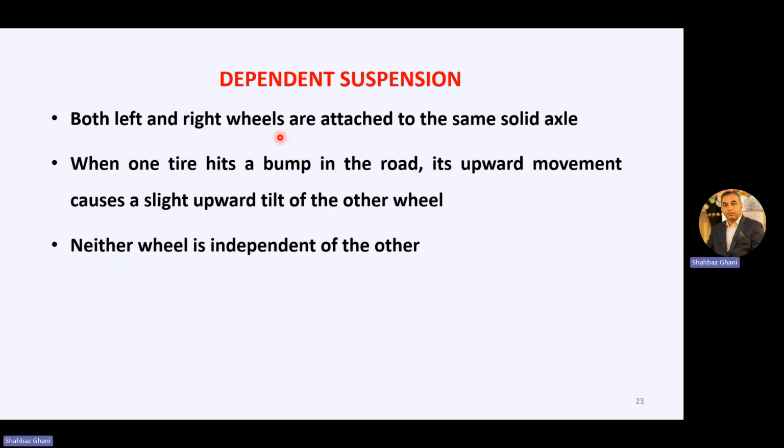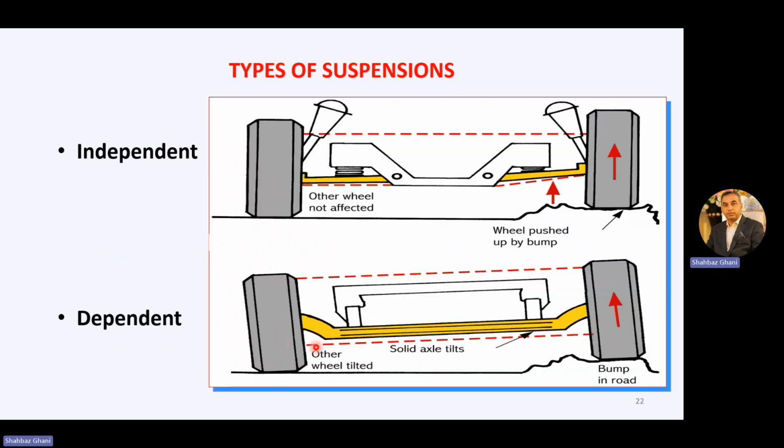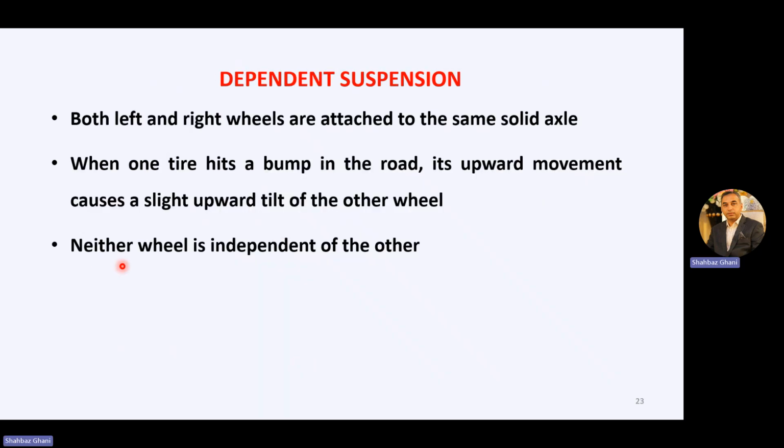Now, in the dependent suspension system, both left and right wheels are attached to the same solid axle. When one tire hits a bump in the road, its upward movement causes a slight upward tilt of the other wheel, as we have seen here. So it will cause a slight upward tilt in this wheel also. Neither wheel is independent of the other. So if one faces something, the effect will be transferred to the other wheel also.